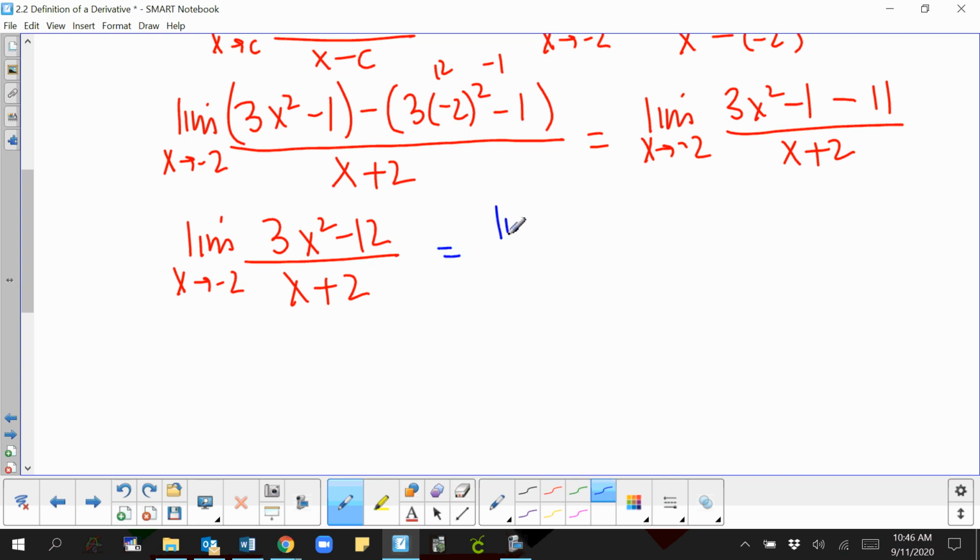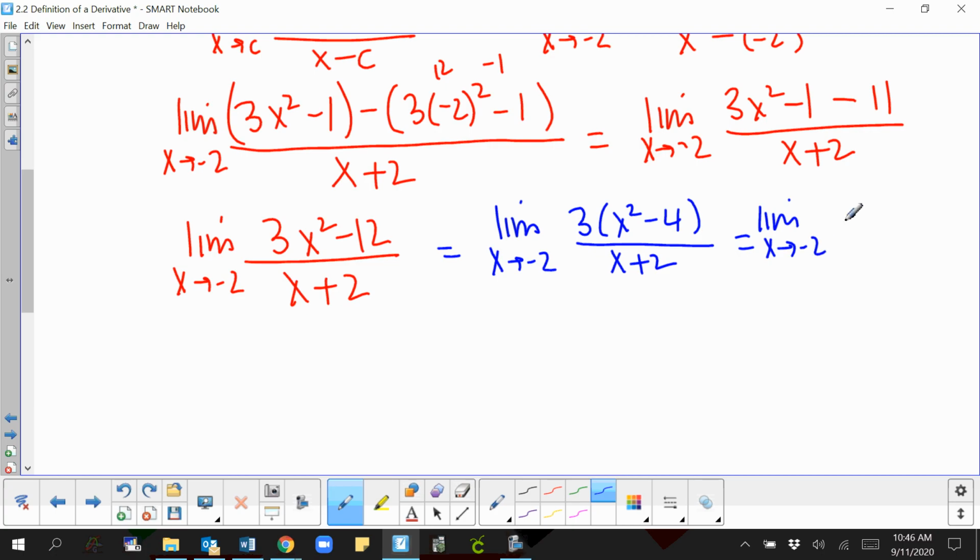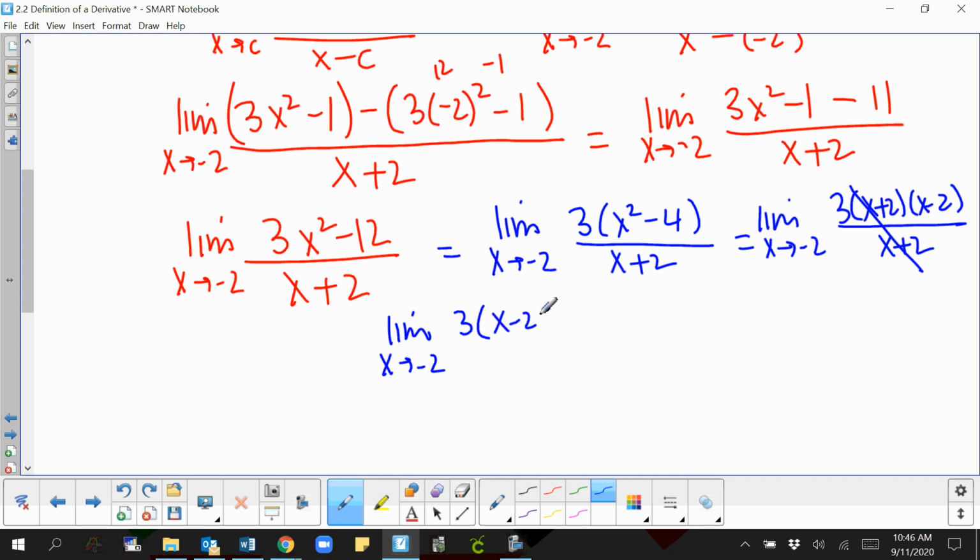So I can take out a 3 on the top, so the limit as x approaches negative 2 of 3 times x squared minus 4 over x plus 2. And then that top also factors as a difference of two perfect squares. So 3 times x plus 2, x minus 2, all over x plus 2. The x plus 2's cancel out, so I'm looking for the limit as x approaches negative 2 of 3 times my x minus 2. Because I don't have a denominator anymore, I can plug it in. So I'm looking at 3 times a negative 2 minus 2, or 3 times a negative 4, which gives me a negative 12.